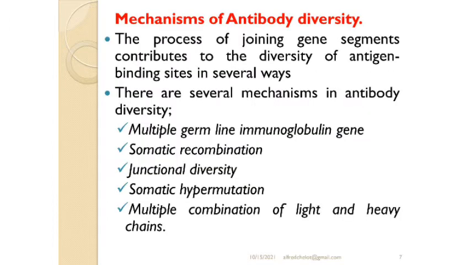So next we move on and discuss mechanisms of antibody diversity. There are several mechanisms of antibody diversity. These include multiple germline immunoglobulin genes, somatic recombination, junctional diversity, somatic hypermutation, and multiple combinations of light and heavy chains. So we are going to discuss these one by one.